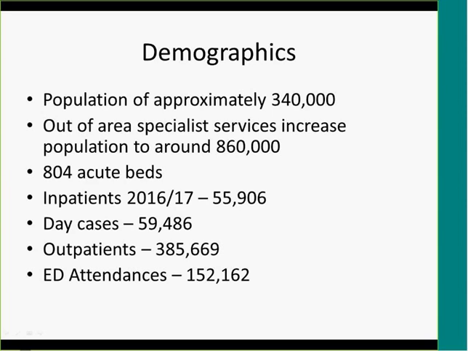A little bit of background demographics about Sunderland Hospital. We serve a population of approximately 340,000, and a little wider for some of the specialist services that come into the hospital, so up to a population of around 860,000 for certain specialties such as urology. We've got around 804 acute beds, so you'd probably say we're a decent medium-sized hospital.